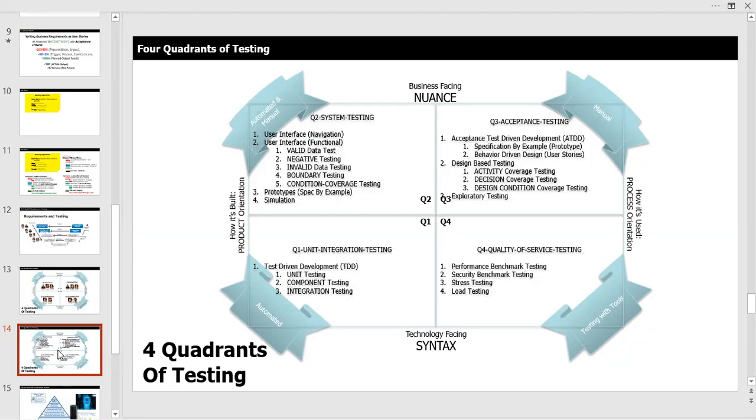But you might have acceptance test driven development, specification by example, behavior driven design, design-based testing. You might have activity coverage, decision coverage, design condition coverage, exploratory testing, where you use all kinds of different things. And then Q4 really is your non-functional. That's your quality of service testing, things like performance benchmarks, security benchmarks, stress testing, load testing. There's lots of tests. I'm barely scratching the surface of all the different kinds of testing that can be done.